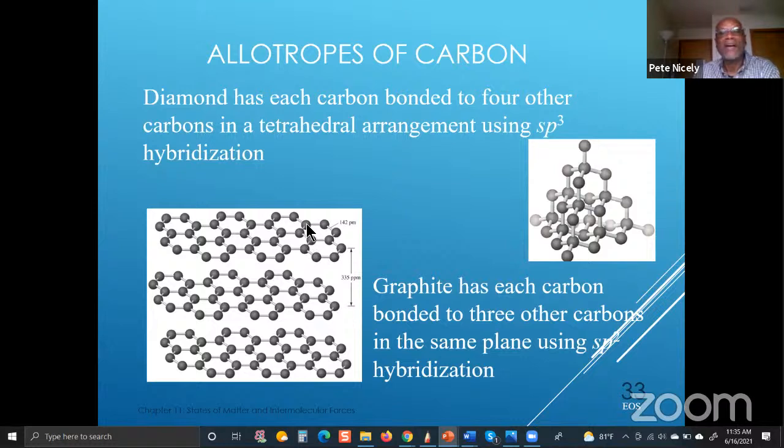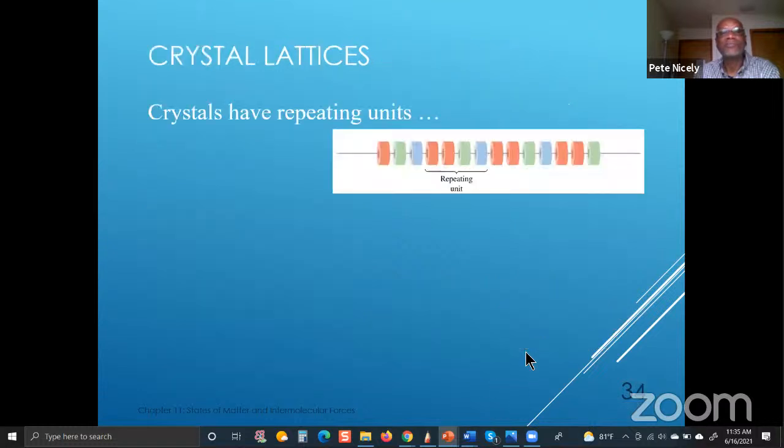In the case of graphite, the carbons here are sp2 hybridized. In the case of diamond, the carbon atoms are sp3 hybridized. So that's the reason why there's a tetrahedral arrangement of carbons around each carbon atom in the case of diamond, and in the case of graphite, each carbon has a trigonal planar arrangement of other carbon atoms linked to it, all right? So that's the difference between these two particular allotropes.